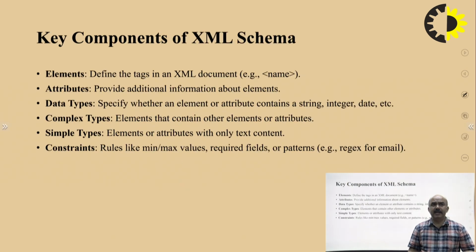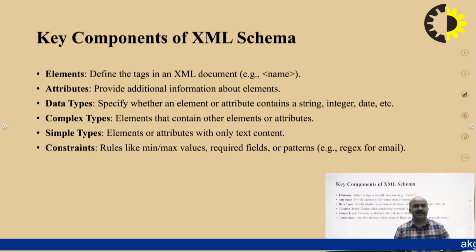So the key components of XML schemas are elements, attributes, data types, complex types, simple types, and constraints. Elements define the tags. Attributes provide additional information about the elements. Data types define the attributes, whether they are string, integers, or date, etc.